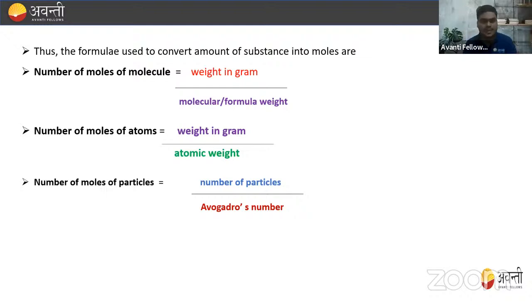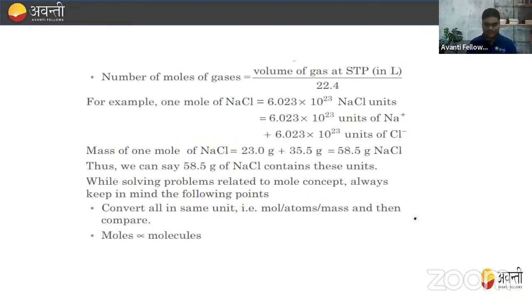Okay. So these three formulas we are going to use for the calculation of the number of moles of molecules, atoms, and particles: weight in gram per molecular weight, weight in gram per atomic mass, and number of particles divided by the Avogadro number. Clear? Now, similarly, we can also calculate the number of moles for gases.